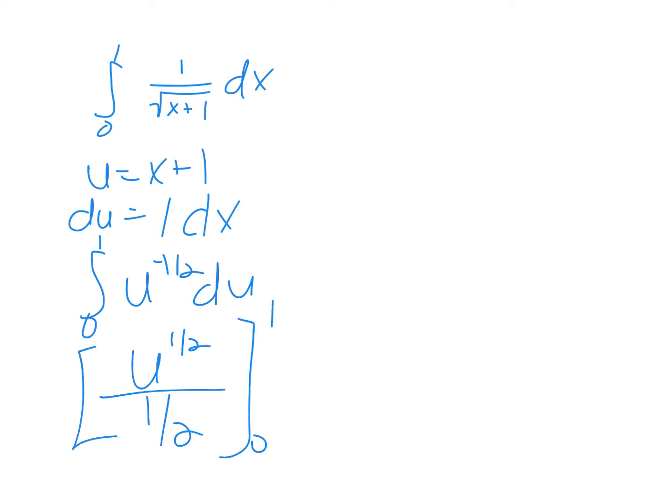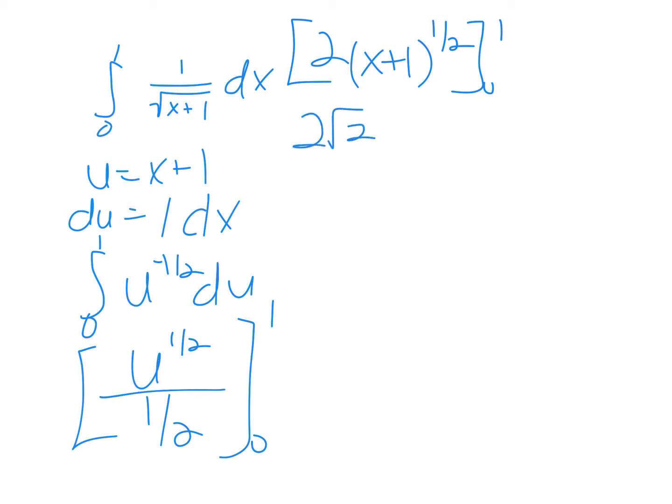Now, I want to substitute in my u, and we're going to get x plus 1 to the 1/2, or the square root of x plus 1, depending on how you want to write it. I flipped the fraction, made it multiplication, so it's going to be 2 over 1, from 0 to 1. Plug in 1. We're going to get 2 square root of 2 when we plug in 1. When we plug in 0, you're going to get square root of 1 is 1. 1 times 2 is 2. So your solution is this.